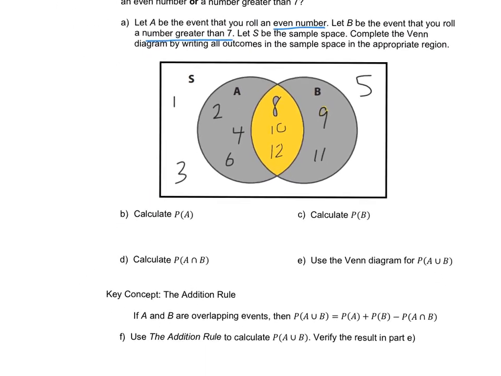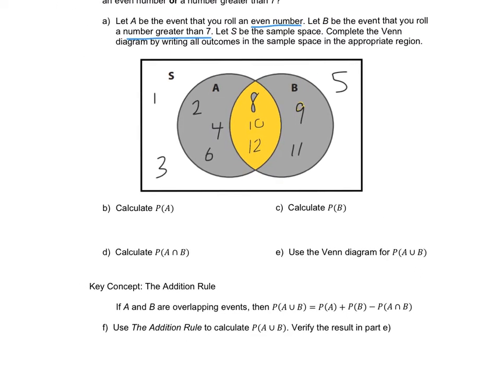Let's take a look at some questions here with this Venn diagram in mind. Letter B says, calculate the probability of A. Well, how many elements are in A? 1, 2, 3, 4, 5, 6. There's still 6 elements in A. They're not all exclusively in A, but they're all still a part of A. So 6 out of 12, which is 1/2.